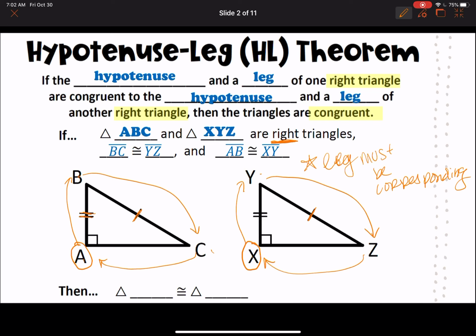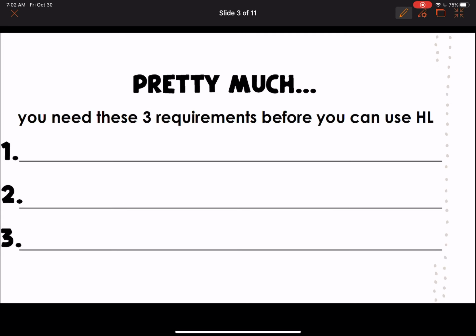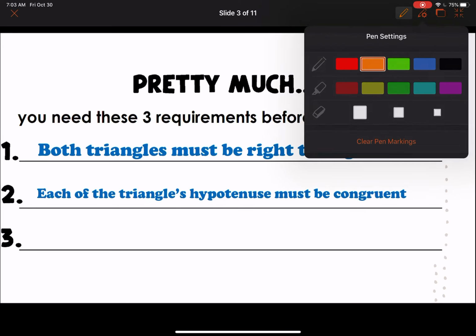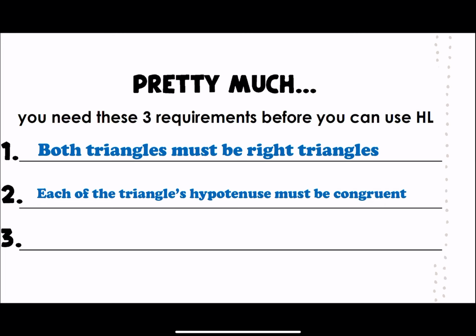Now, because you have all three of these reasons met, then you can say that triangle ABC is congruent to triangle XYZ. So pretty much you need these three requirements before you can use HL, hypotenuse leg. Both triangles must be right triangles. Each of the triangles' hypotenuses must be congruent. And then one pair of the corresponding legs must be congruent. So: right triangle, hypotenuse congruent, corresponding congruent legs.